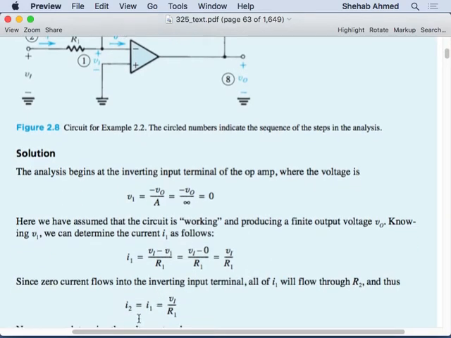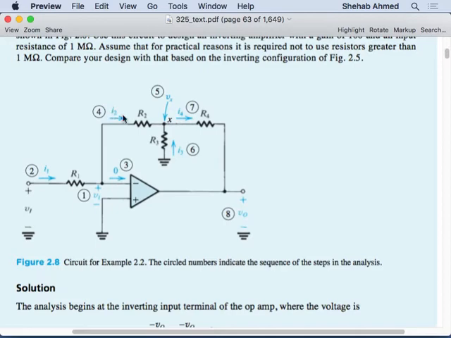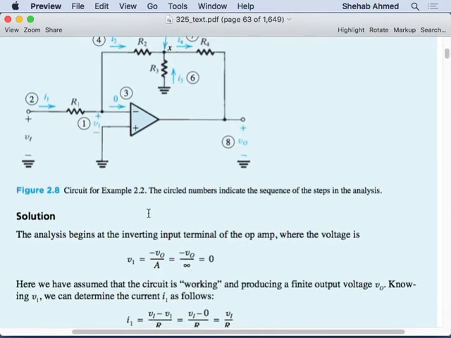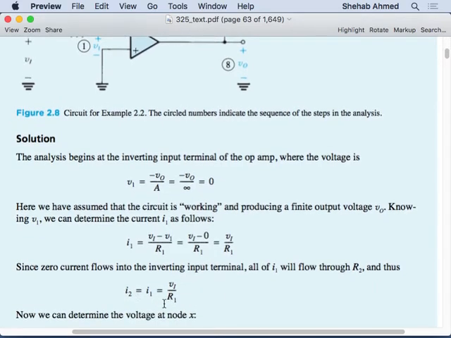Next, we said that I2 here is going to equal I1, since the current into the ideal amplifier is 0. So I2 is equal to I1, which is equal to VI over R1 as well. So that's the next step: I2 is equal to I1 equals VI over R1.